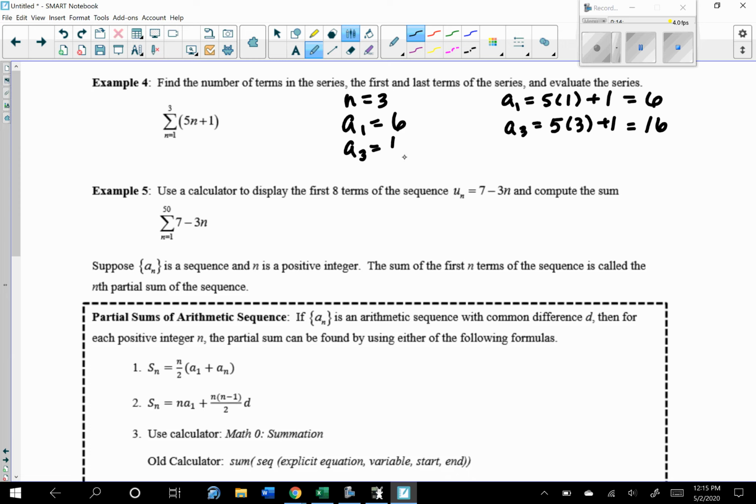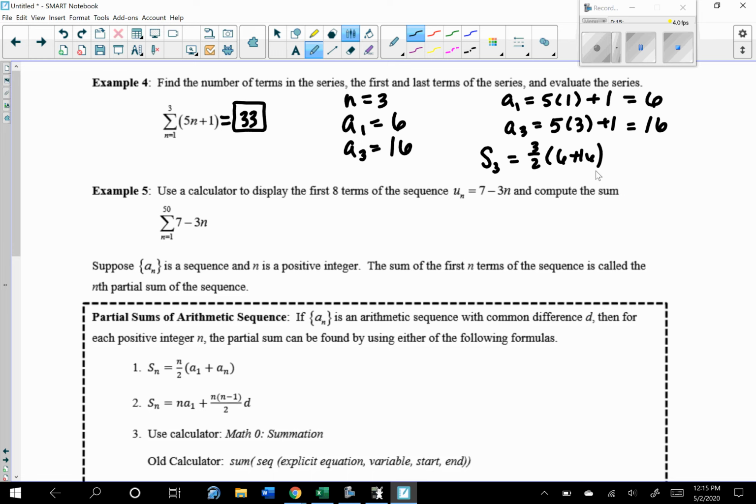And we can go ahead and add this. It'd be easy just to do this in your head. So when you add it all up, you get 33. You could also use your calculator if you wanted to, using summation notation, or again, you could use that the sum of the three terms is equal to 3 over 2 times 6 plus 16. Whatever is easiest for you is fine. Doesn't matter which form you use.